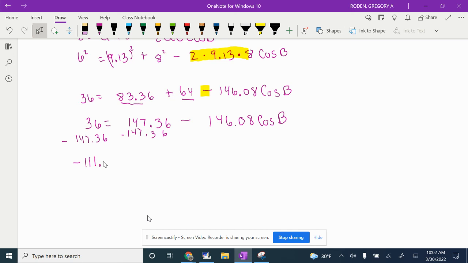Negative 111.36, okay? And that is going to equal negative 146.08 cosine of B. Okay, see that? Any questions there?